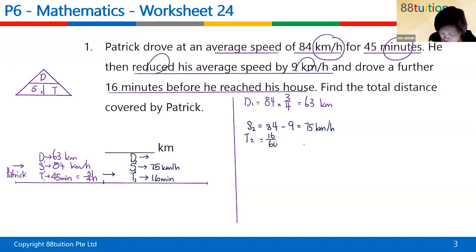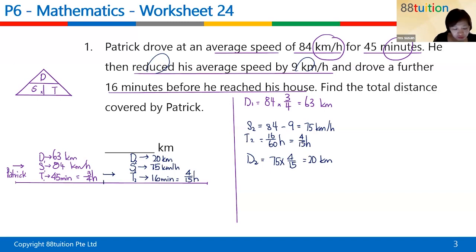Sorry, I want to change this. So what is 16 out of 60? I want to change it to a fraction, and I get 4 out of 15 hours for the second part of the journey. So I change this to 4 out of 15 hours. And therefore, you can find your D2, D = S times T, 75 multiplied by 4/15. You should get only 20 kilometers from here. So I fill that up.